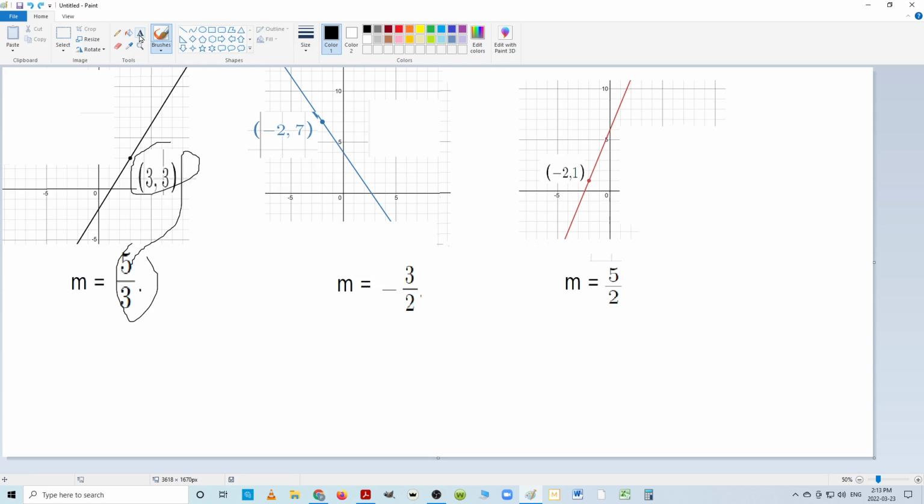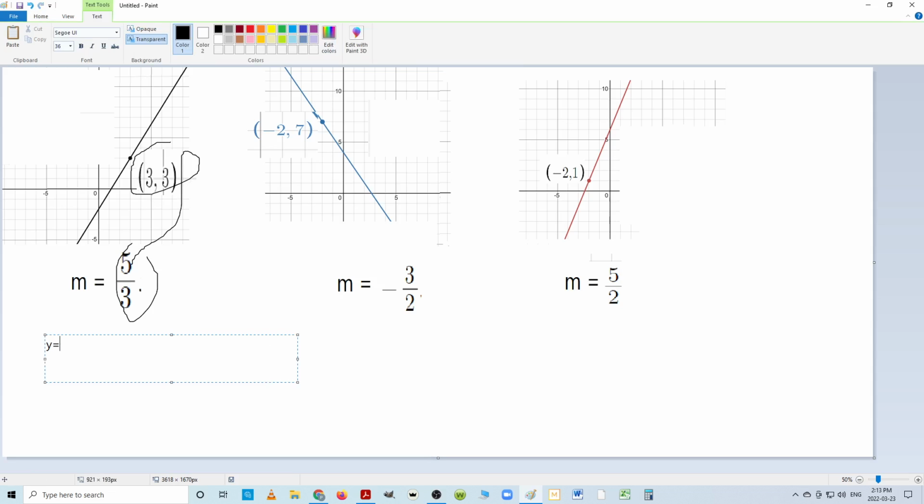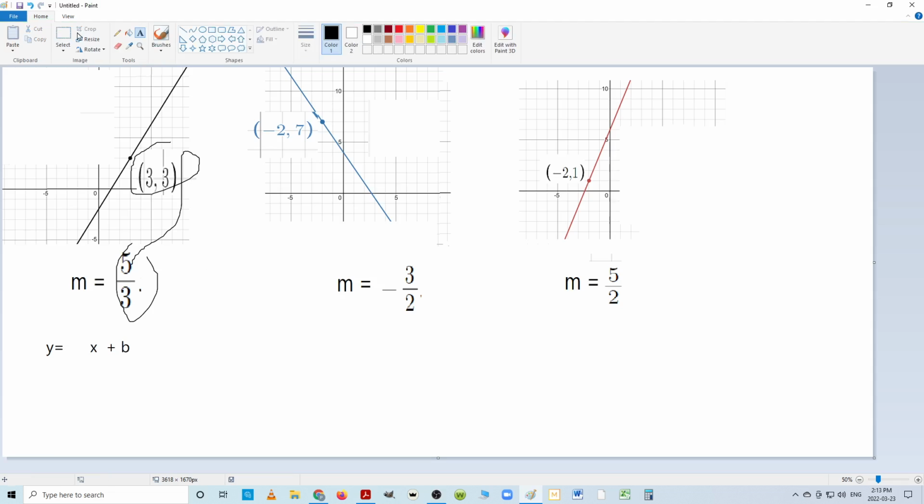Well, my first step is going to be write the line formula. I need to find out this line. The line formula is always y is equal to mx plus b. And the only information I have so far, I don't have b. Even though on the graph I can see it, I'm going to pretend I don't. I have m, though. I'm going to replace my m here with this 5 over 3.